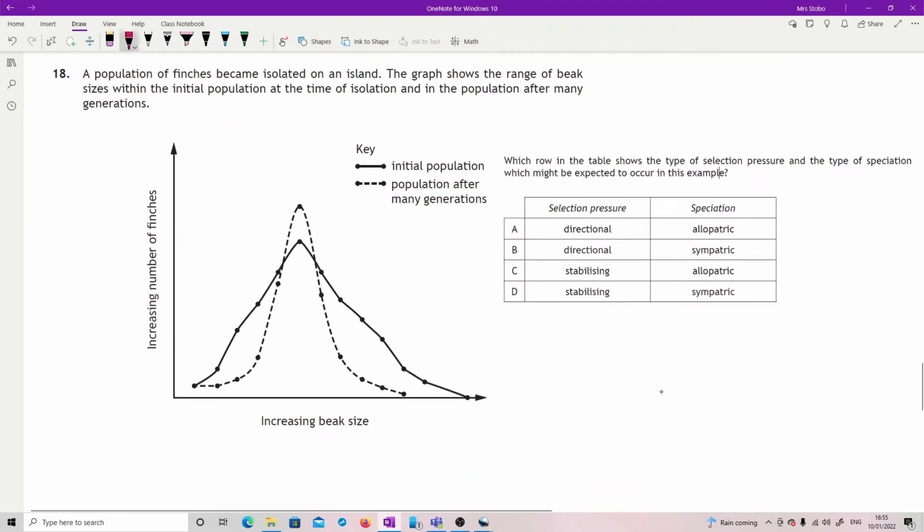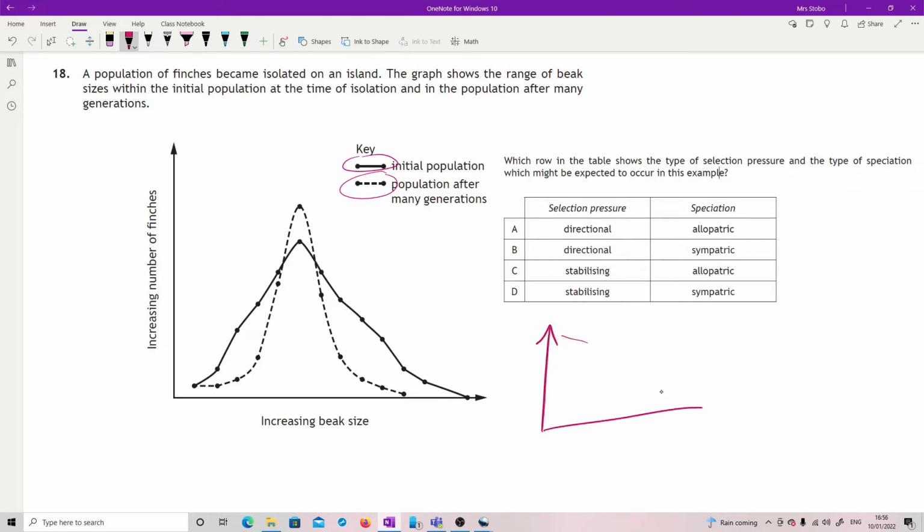Okay, question 18, a speciation one. Population of finches became isolated on an island. The graph shows the range of beak sizes within the initial population at the time of isolation and in the population after many generations. So our initial population is our solid line, and after many generations we've gone to dotted. Which row in the table shows the type of selection pressure and the type of speciation? So you have two decisions to make. One is, is this directional selection or is this stabilizing? And is it allopatric or sympatric speciation?